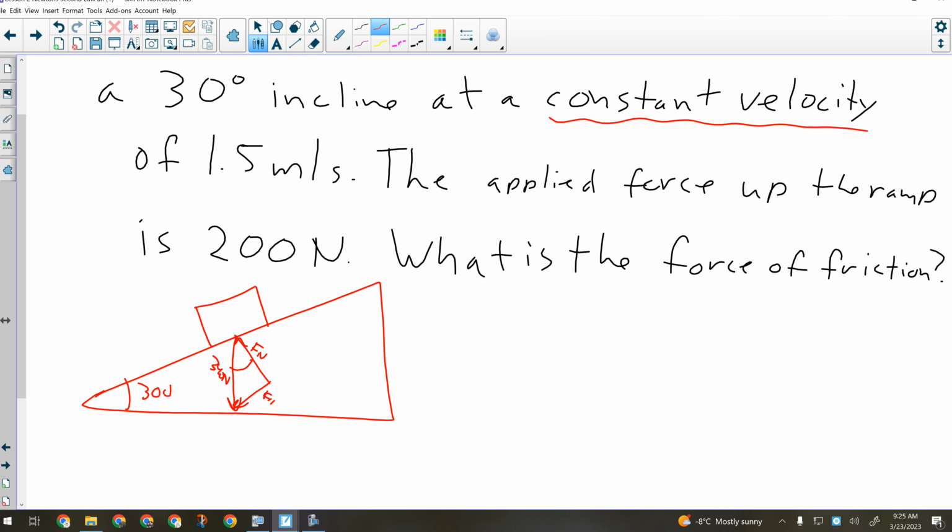There's really not a situation on an inclined plane where you wouldn't need that force. So I got my 30 degrees here. Since F parallel is the opposite side, I would go sine of 30 times the hypotenuse, which was 340, which should give me 170 newtons as my F parallel. So I know that one of the forces acting downwards is 170 newtons. Then they tell me the applied force up the ramp is 200 newtons.